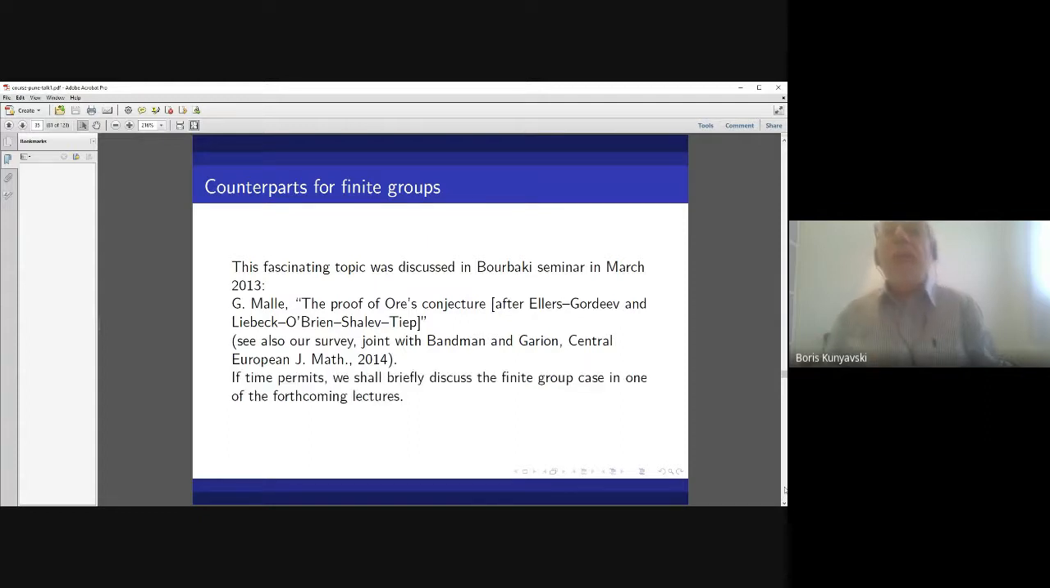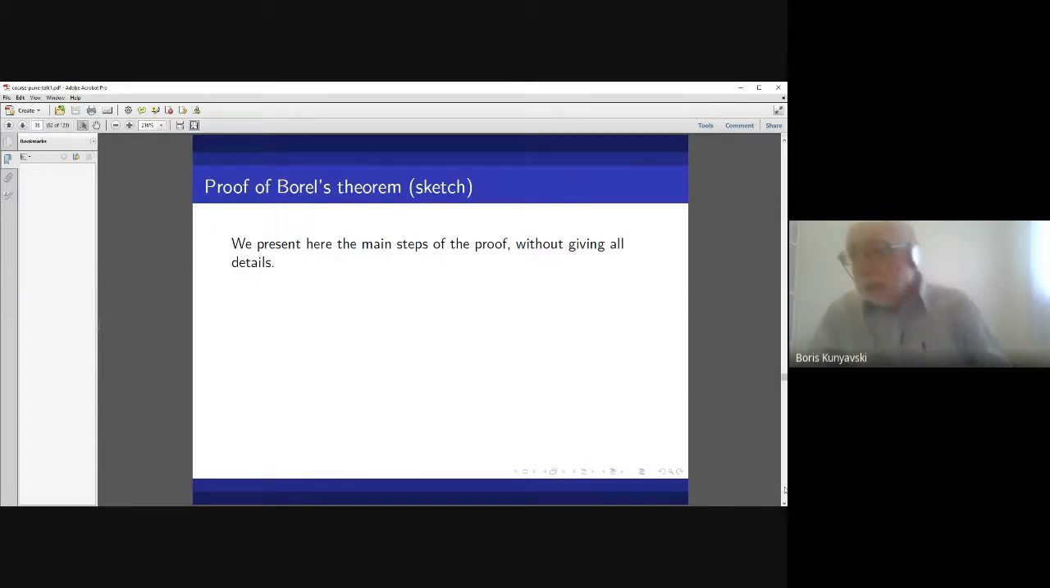Well, now let's go ahead. So in the last half an hour, I'll try to present here the main steps of the proof of Borel's theorem. I will not give all details, as I told you. The proof is not straightforward, though not long. There are several interesting ingredients here. I'll try to emphasize what seems important to me, what will appear in the forthcoming lectures, and what is to be taken into account analyzing the proof. Well, so let's go ahead.